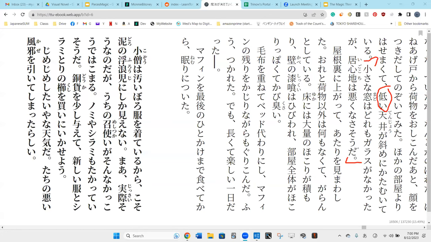Before we start reading the next paragraph, can you read this one word for me? Hikui. Hikui. Close. Yep.